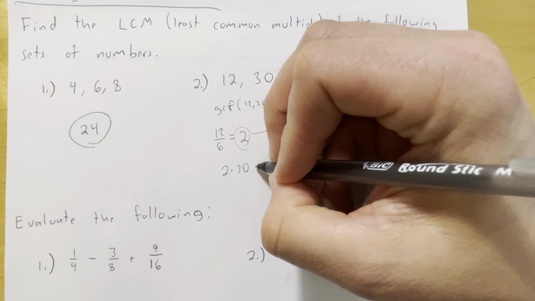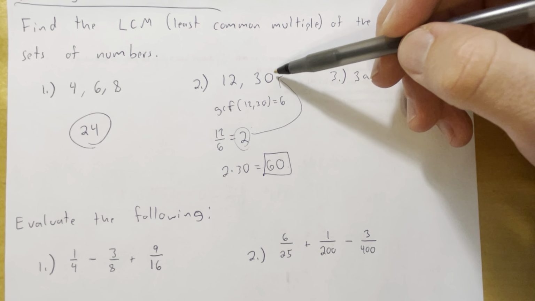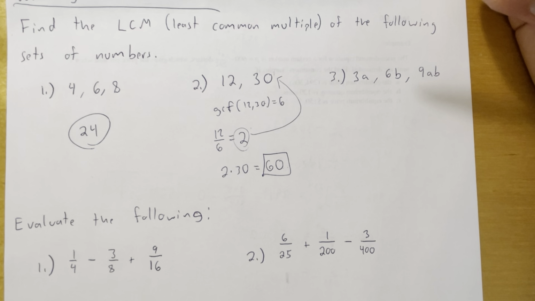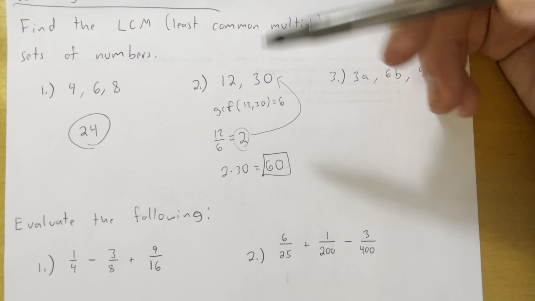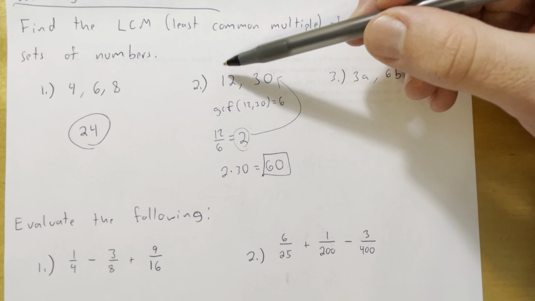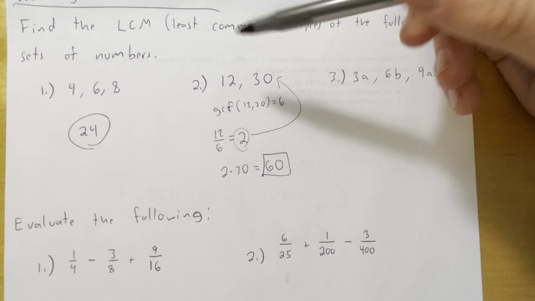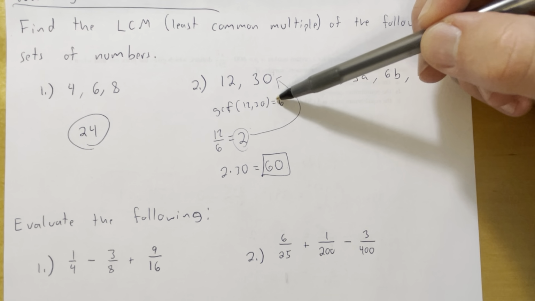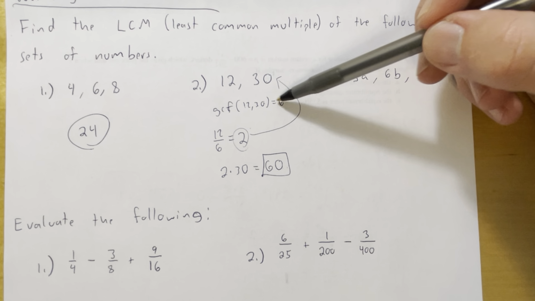60. That's the LCM. And you can verify it. 12 goes into 60, 30 goes into 60. And it's the smallest number that they both go into evenly. So that's another technique that you can use. I would recommend only using this one when you have two numbers in your list. We did not have that previously. But again, if it's not difficult to find the GCF of those two numbers, find it.